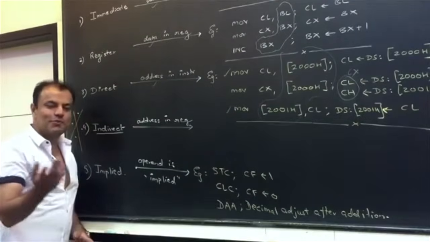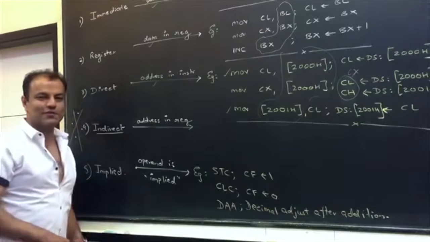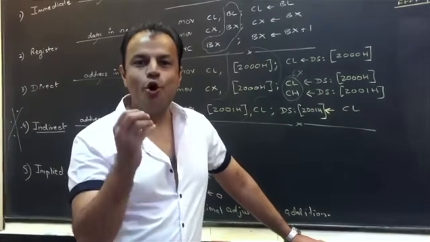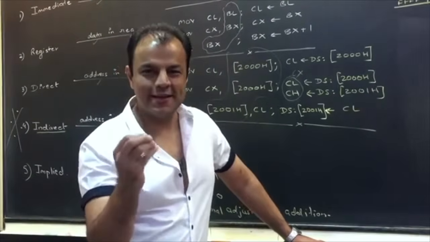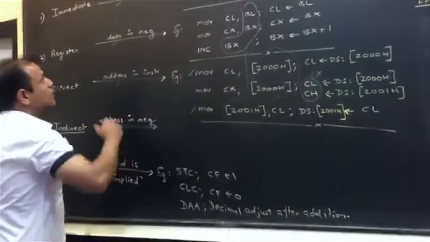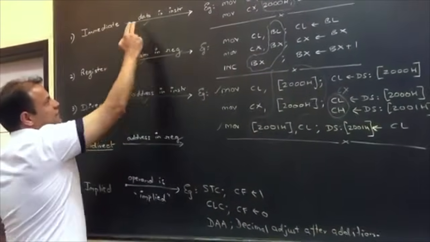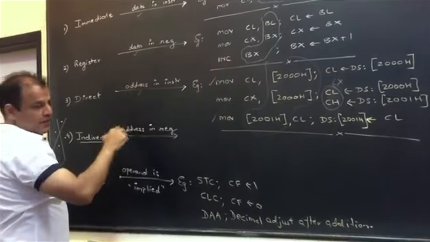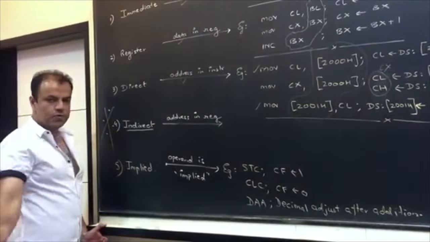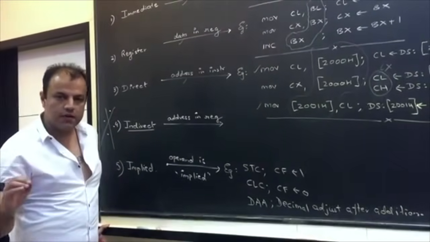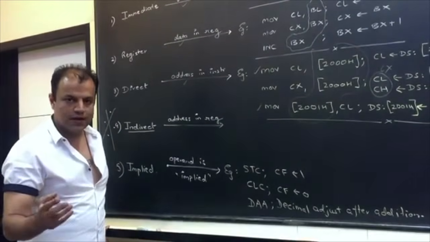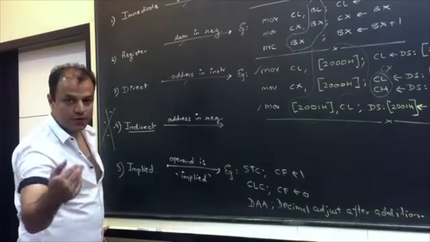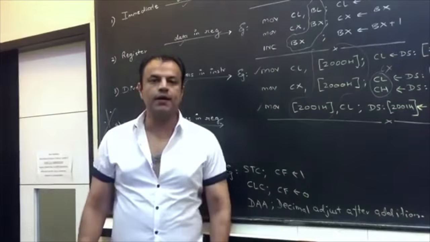There is nothing in it. Tell me, what do you mean by addressing mode? Come on, we've been learning it for the past half an hour. What do you mean by addressing mode? The manner in which the operand is given in an instruction. How we give the operand. Look here. In immediate and register addressing mode, we give the data. In direct and indirect addressing mode, we give the address. In implied addressing mode, we give nothing. We don't give the data, we don't give the address. Why? Because the operand is implied. What do you mean by implied?